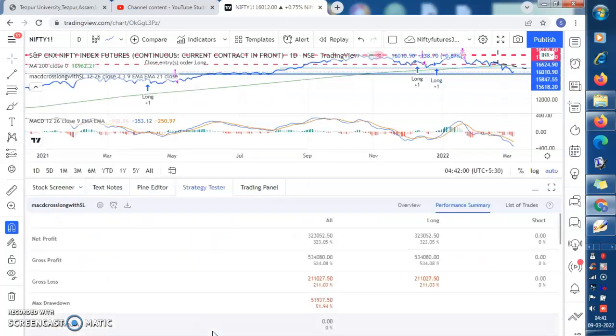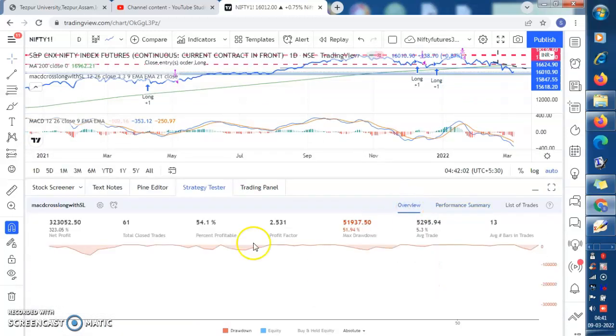But you see, in the strategy tester overview, it makes a decent amount of money. This calculation is based on one lot only, with 54% win probability, and the profit factor is very good, actually close to 2.5. The average profit per trade is more than 5,000, and it has only given 61 trades till now.